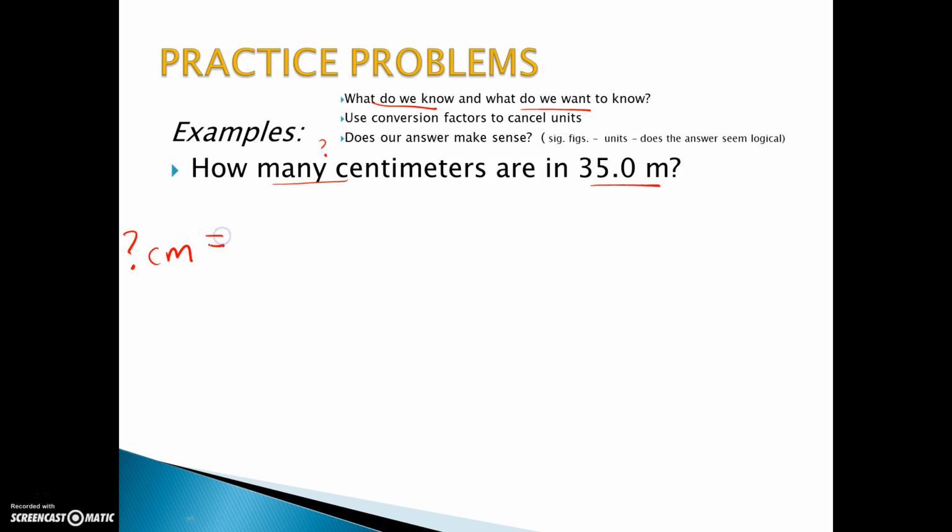So how many centimeters are in 35.0 meters? What do we know? 35 meters. What do we want to know? How many centimeters? We're going to use conversion factors to figure this out. So conversion factors means multiply by a fraction. All problems have this set pattern that you see here. I want to get out of meters, so I'm going to put meters on the bottom. That way with meters on top and meters on bottom it cancels.